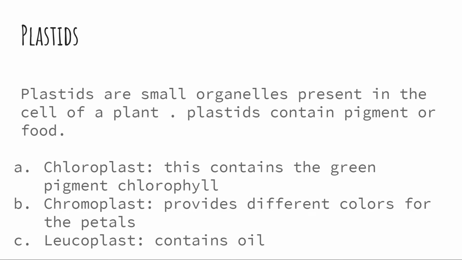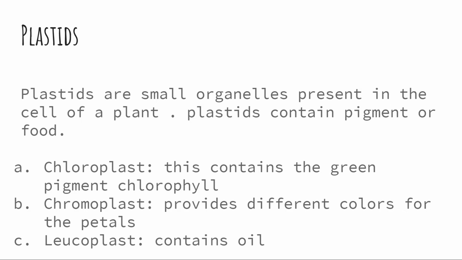Now let's talk about plastids. Imagine you are walking in a beautiful garden with roses, hibiscuses, flowers, and other beautiful plants you see with different colors, different scents, etc. This is because of the plastids. Plastids are small organelles present in the cells of the plant. Plastids contain pigment or food.